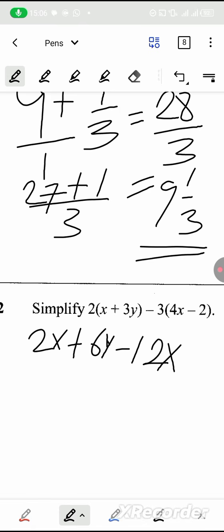Negative 12x. Then negative 3 times negative 2. The answer will be positive 6. Okay. Then having done that, now we are going to collect the like terms.